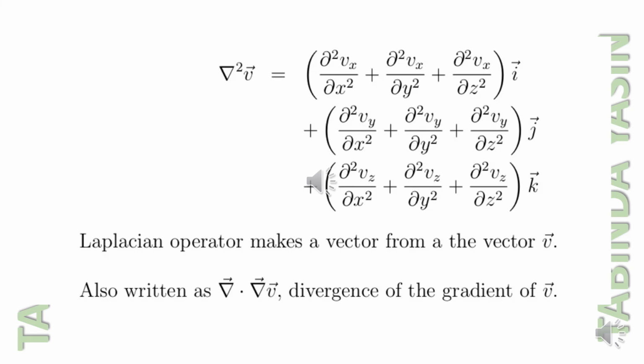The Laplacian operator makes a vector from the vector v, also written as del operator dot del operator times v, the divergence of the gradient of v. We first find the gradient of v, then we apply the divergence on the resultant.